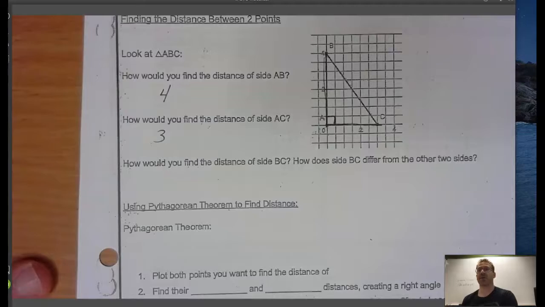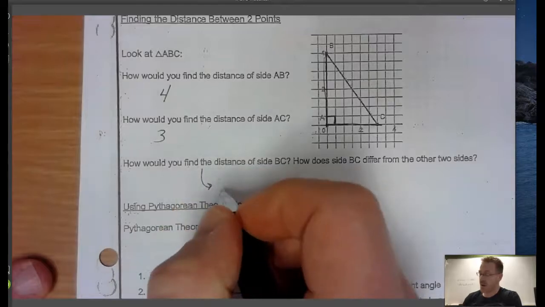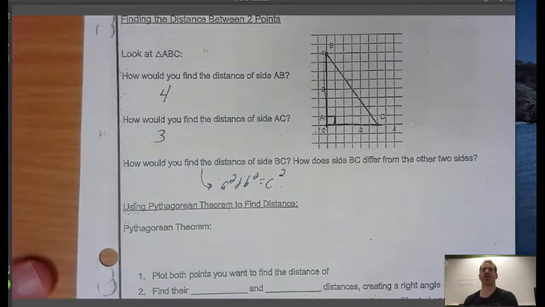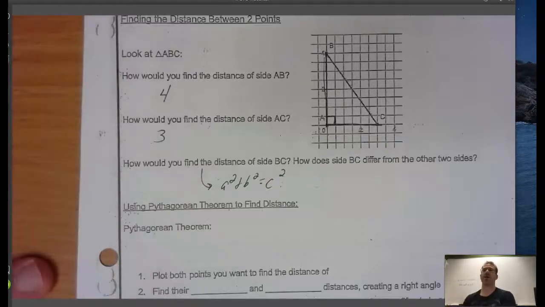Because I'm on that diagonal, I need a tool, and that tool is a squared plus b squared equals c squared. Because it's not a horizontal or vertical line, we need another tool. Anytime you have a horizontal line or a vertical line, you can just count those boxes and you're good.